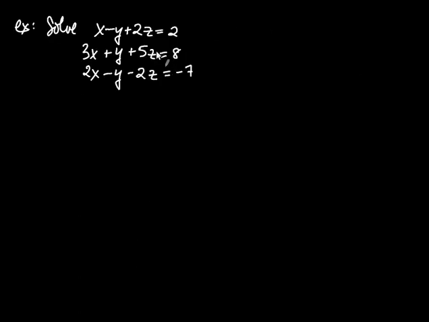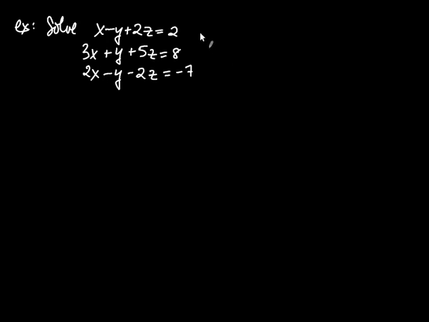So let's solve x minus y plus 2z is equal to 2. 3x plus y plus 5z is equal to 8. 2x minus y minus 2z is equal to negative 7. Okay, so we're looking to find an ordered triple that satisfies all three of these equations. That's what we mean by solving a system.